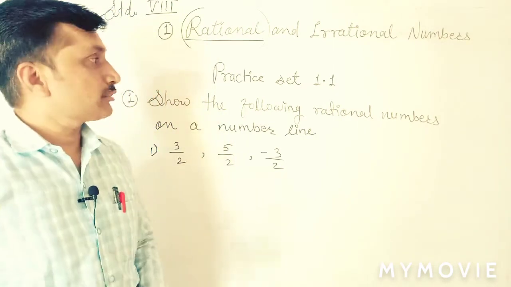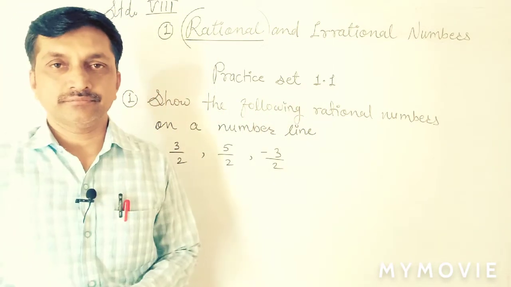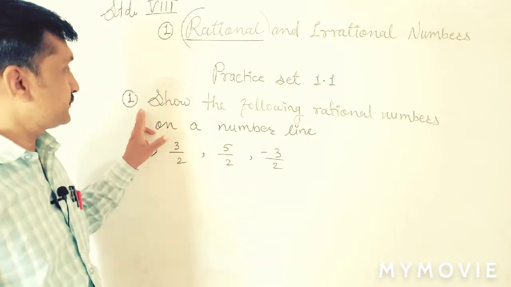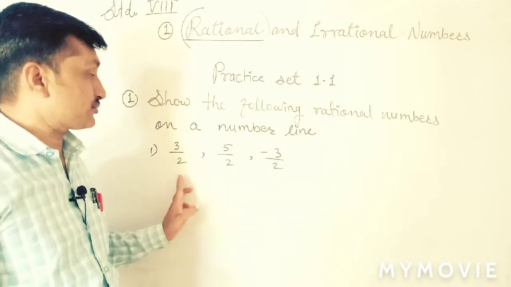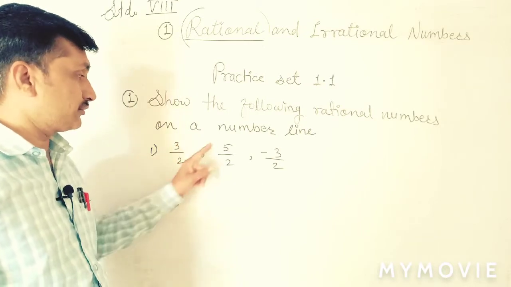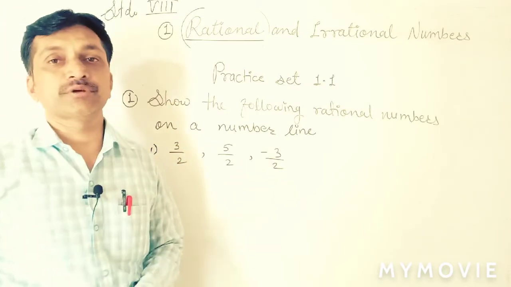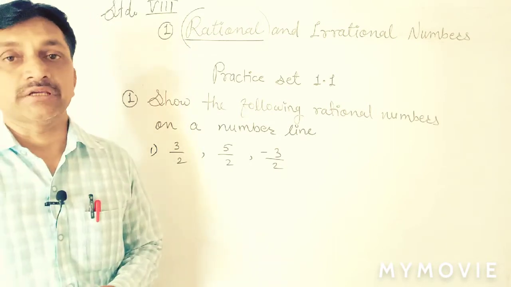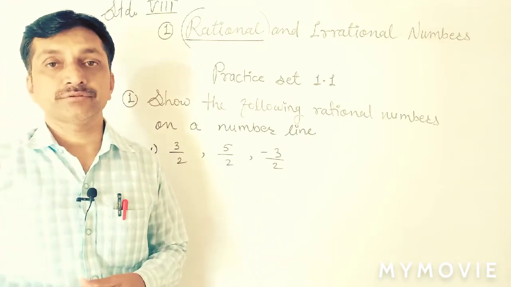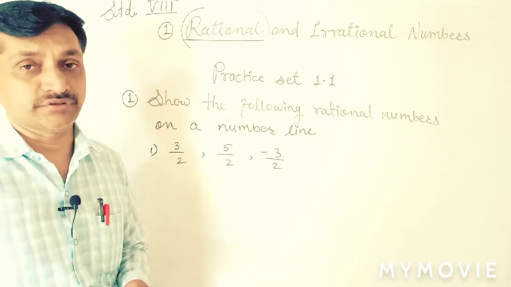Dear friends, let's start practice set 1.1. The first question is: show the following rational numbers on a number line. These are rational numbers, m upon n, numerator upon denominator form. How to show these numbers on a number line? Integers are easy to represent, but how to represent rational numbers?